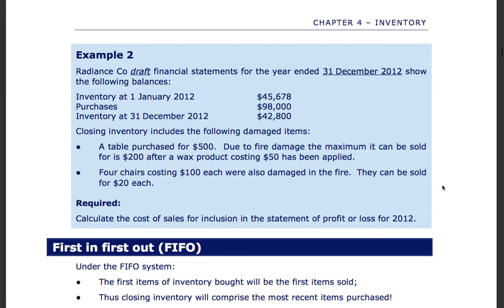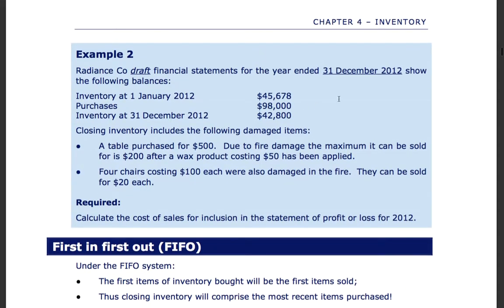Okay, there's another example over here that says calculate the cost of sale for inclusion in the statement of profit and loss. Let me draw a picture of profit and loss in front of you. You have revenue, less the cost of sales, and you break the cost of sales down. First you add the opening inventory, you add the purchases, you add carriage inwards, then all the other stuff, then you minus the closing inventory. Then you come to the net cost of sales.